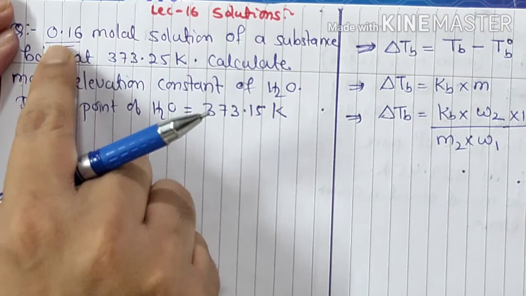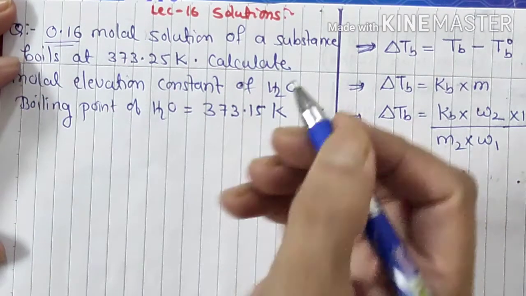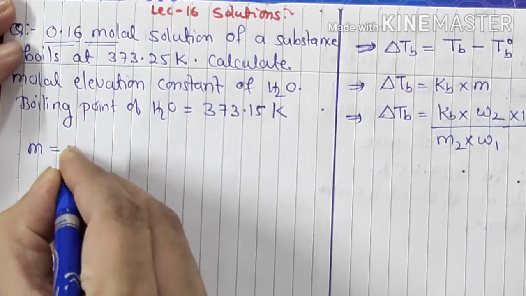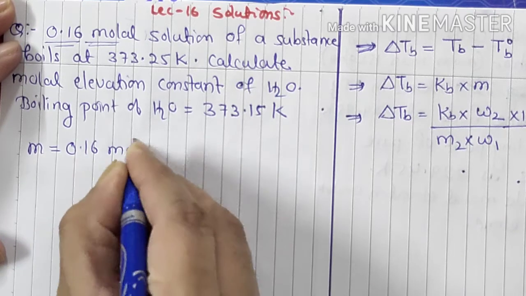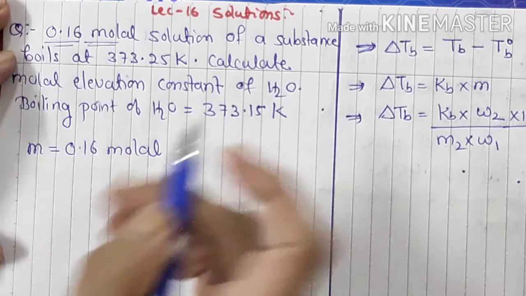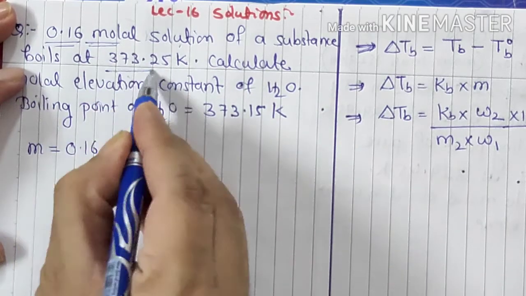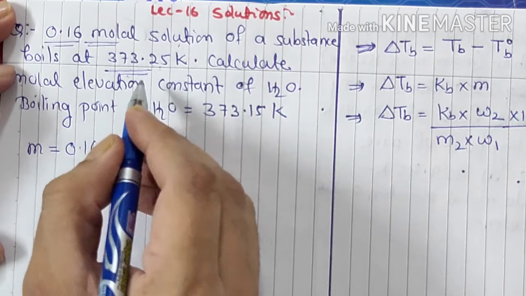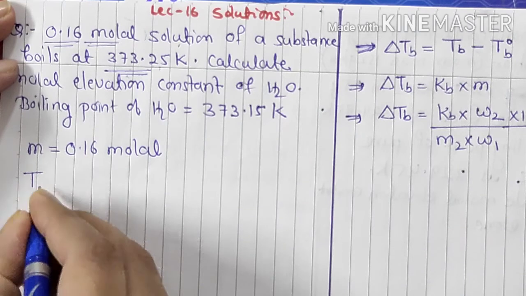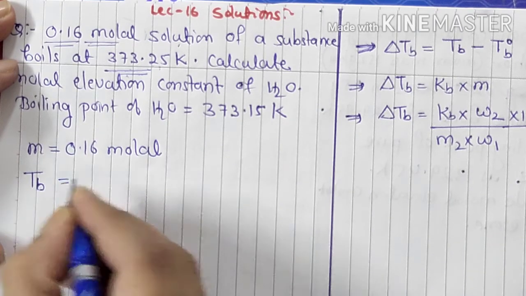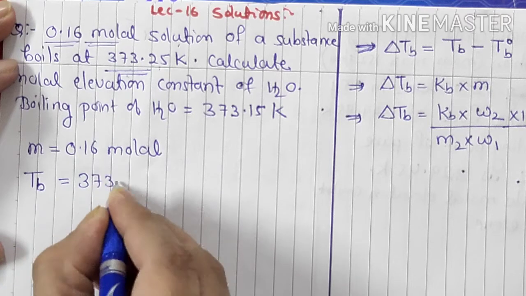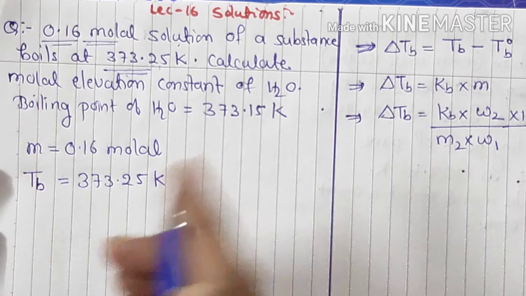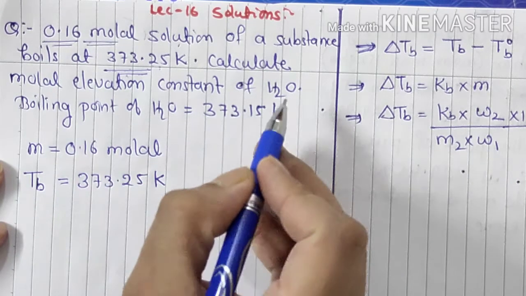So solution कितना बना? 0.16 का, right? So what is this? This is molality. So molality is given, student. Molality is 0.16 molal. Now this solution boils at 373.25 Kelvin. This is the boiling point of a solution. Boiling point of solution is TB, right? Next, calculate molal elevation constant of water.